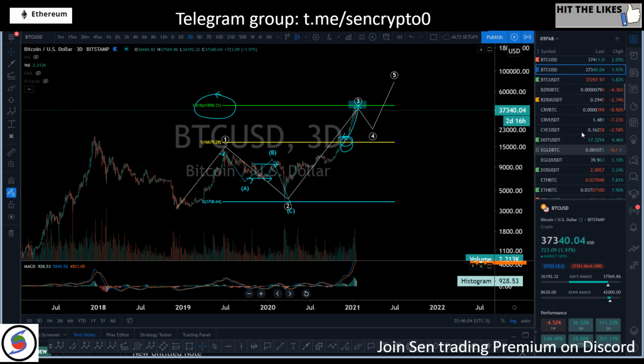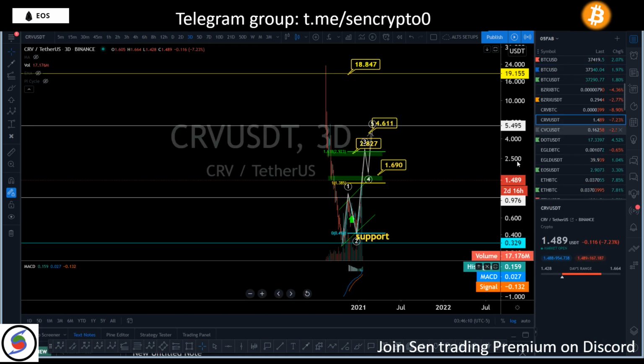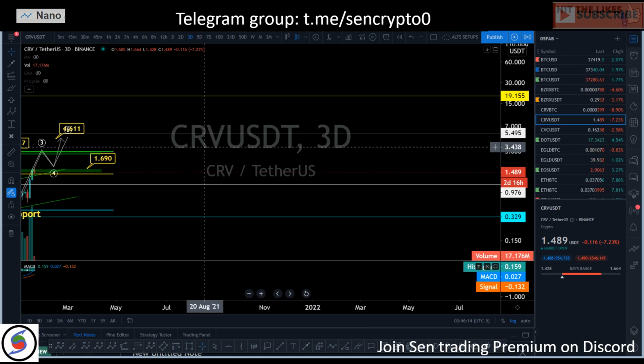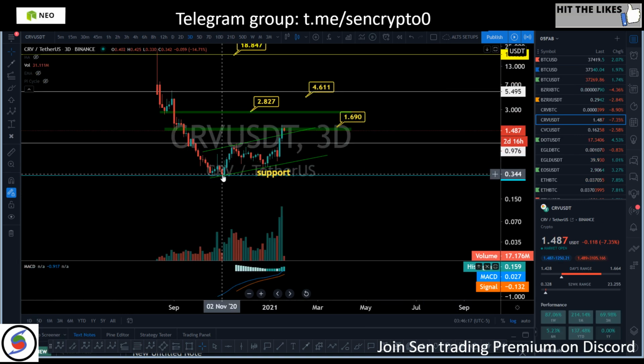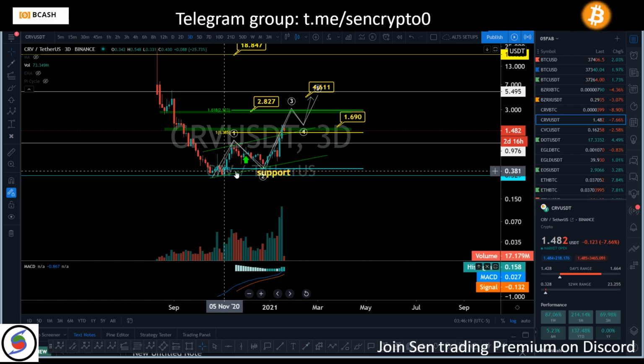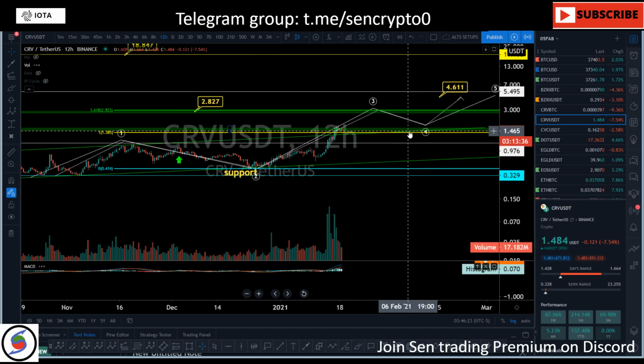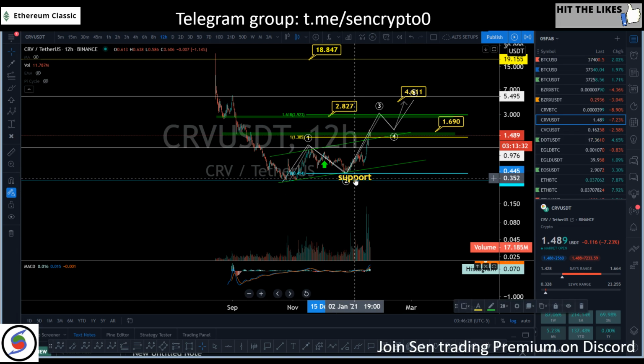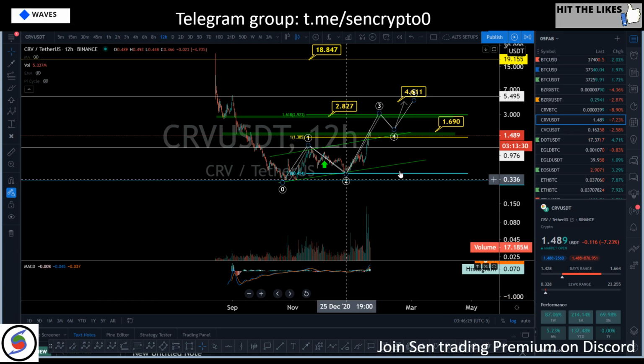So now let's take a look at CRV, another good example. We've been very bullish on CRV, even down to like 34 cents. After the second retest to the downside, right after the first impulsive wave right here, we called for CRV pumping to the upside. That's the support area.